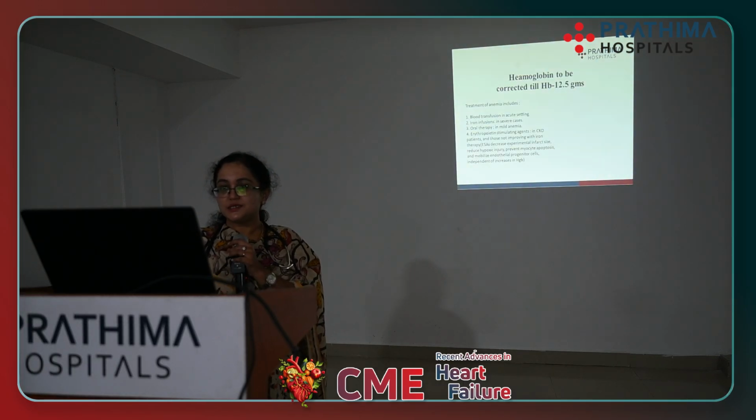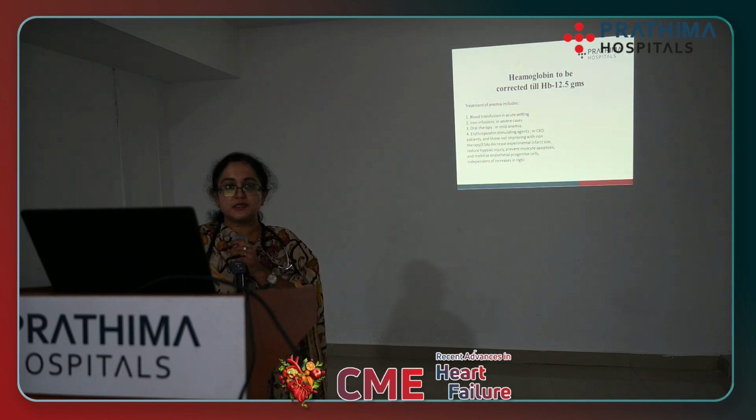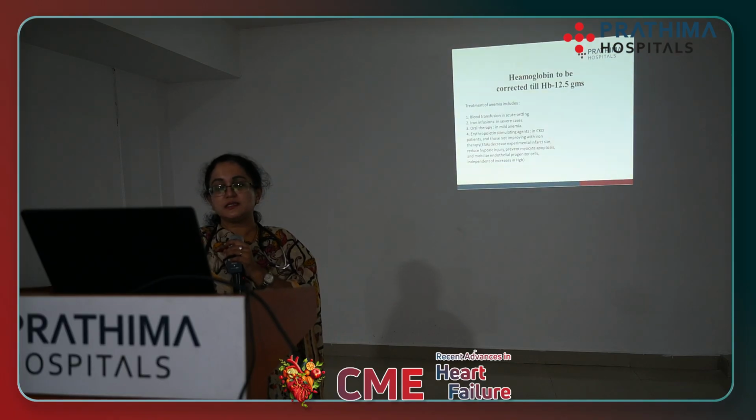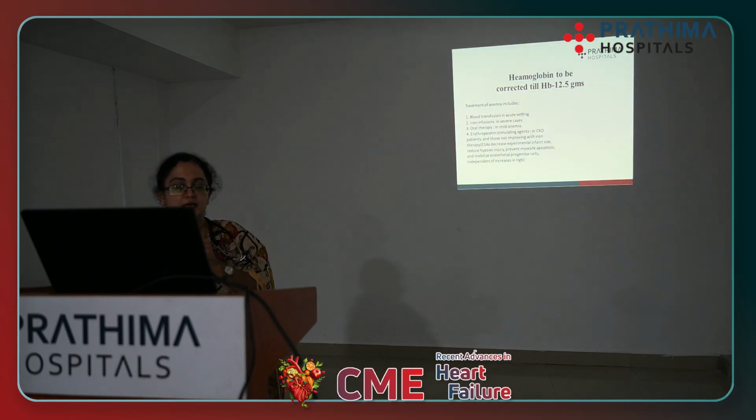So in such patients, the guideline is that you have to always correct the hemoglobin, at least a minimum of 12.5 grams should be there. You can do a blood transfusion in the acute setting, where there is severe anemia. And iron in severe cases, if the HB is less than 7, obviously we have to give parenteral iron. Oral iron therapy if the patient has mild anemia.